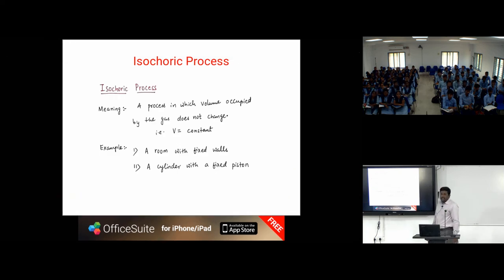The last one is the isochoric process, the isovolumetric process. Isochoric means the volume remains constant; there is no change in the volume, like this room. The volume of this room does not change. So what happens to the amount of work done? Zero.